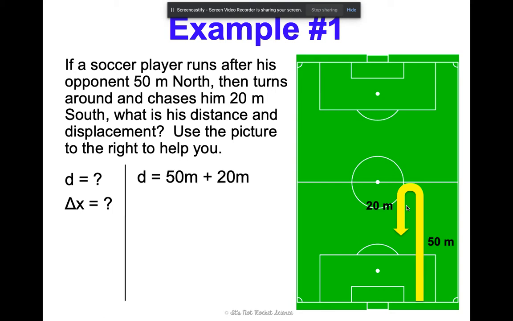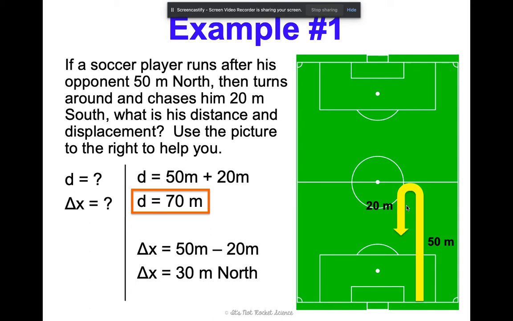So distance, first we're going to go ahead and total them together because that's what we do for distance. So 50 plus 20 gives us 70 meters. As far as displacement, you're going to subtract. So you're going to do 50 minus 20, which gives us 30 meters north. And that is your answer.